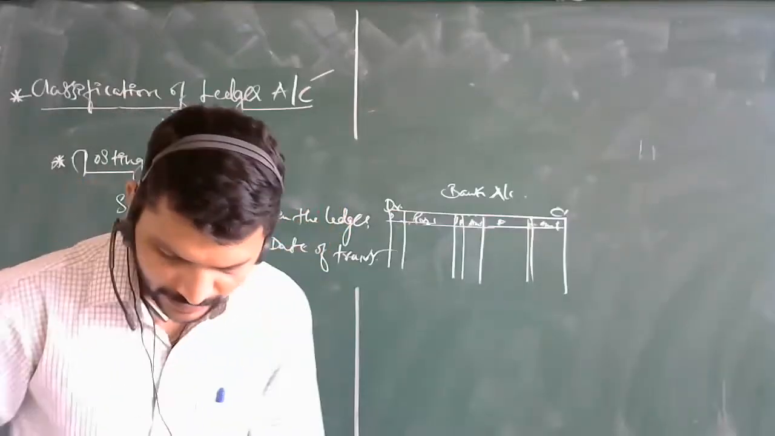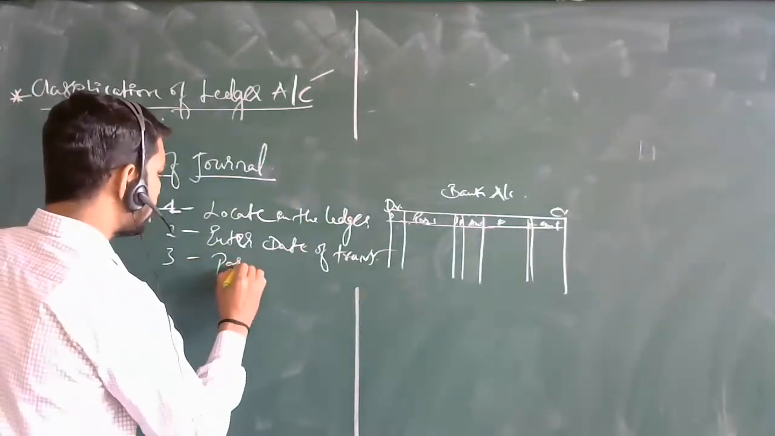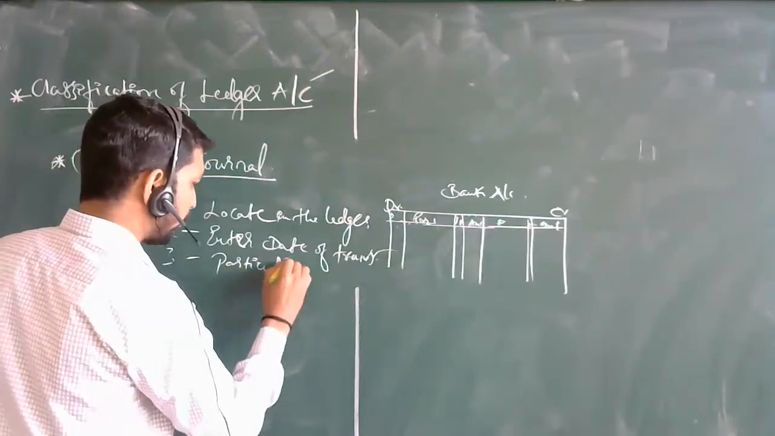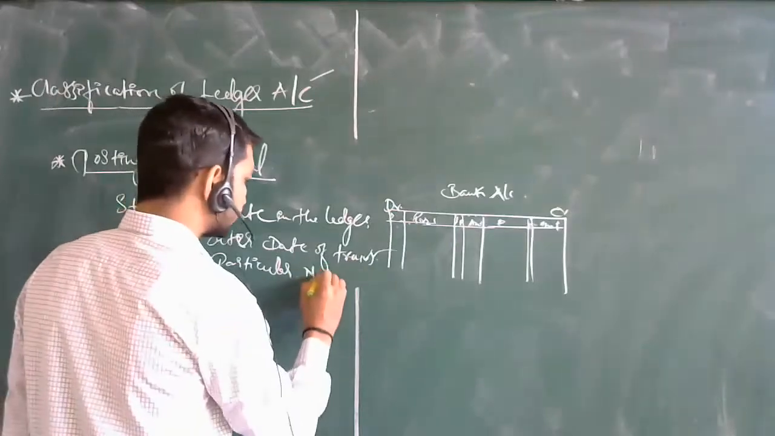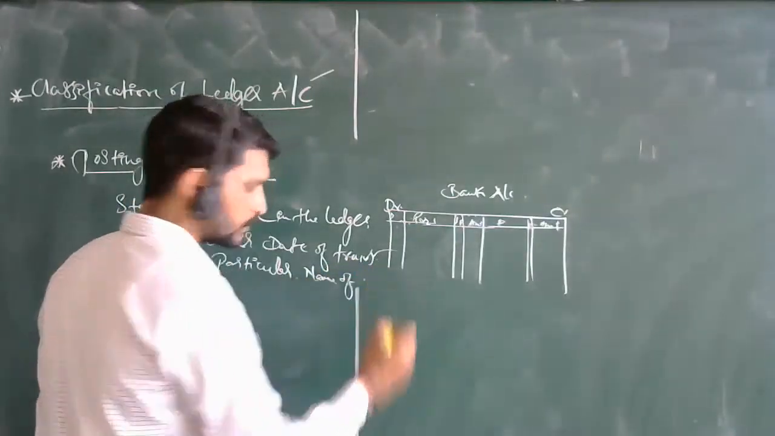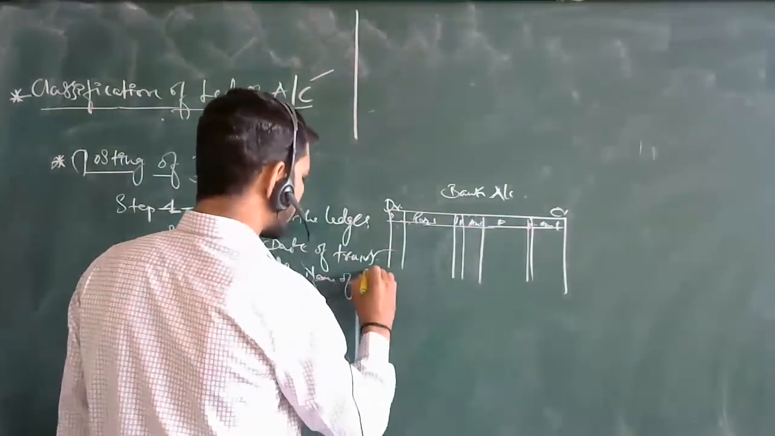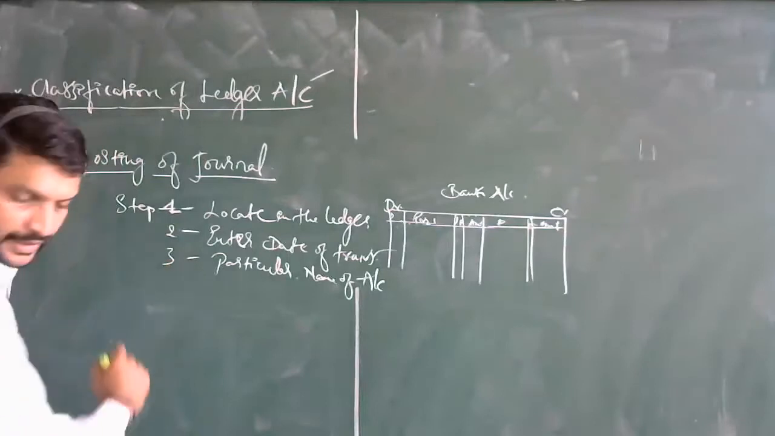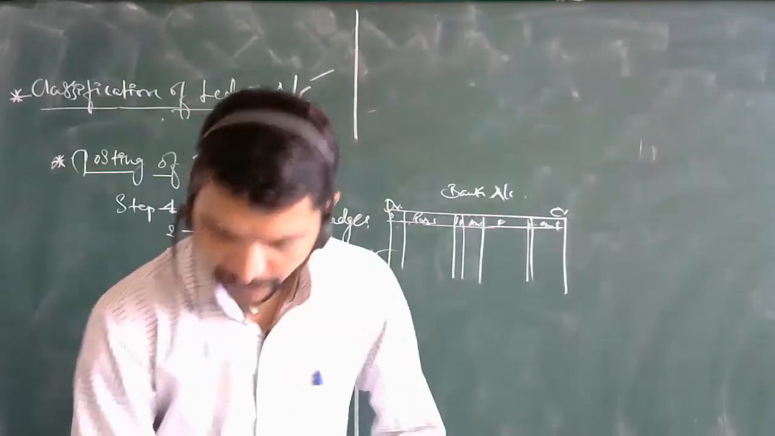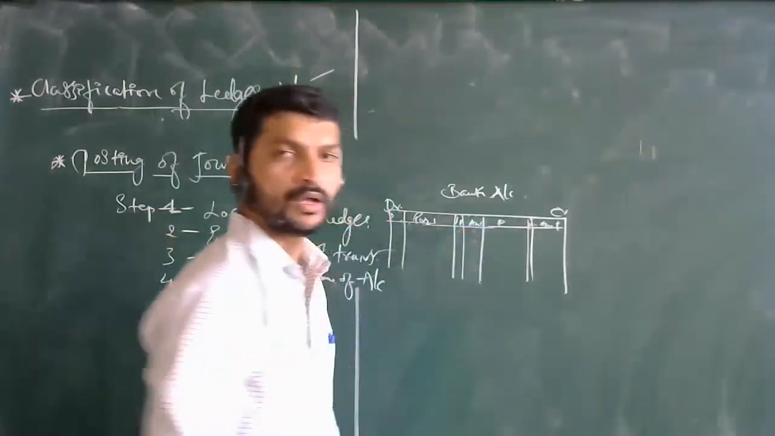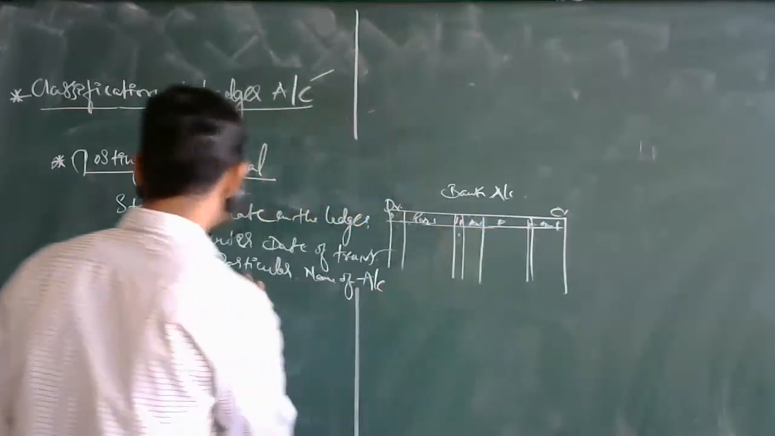Then the third one is particulars. In particulars, what you maintain is the name of the account. Then the fourth step is to enter the page number. That is the ledger folio, the page on which you have passed the journal entries, and you maintain it here. This is the page number.